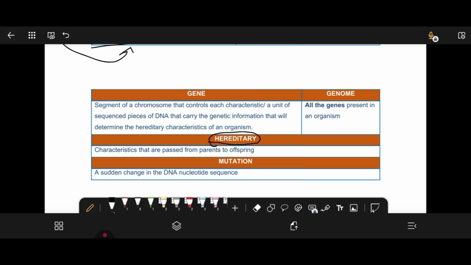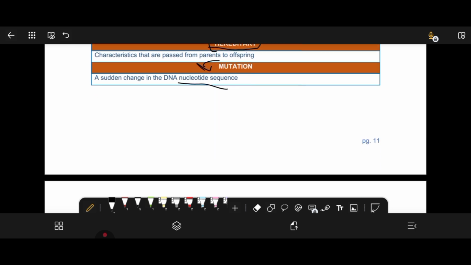So a mutation is a mistake, guys. A mutation is a what? A mutation is a mistake. It's not something that's supposed to happen, but it happens. And then here they define it as a sudden change in the DNA nucleotide sequence. Okay, so it is a sudden change in the nucleotide sequence.